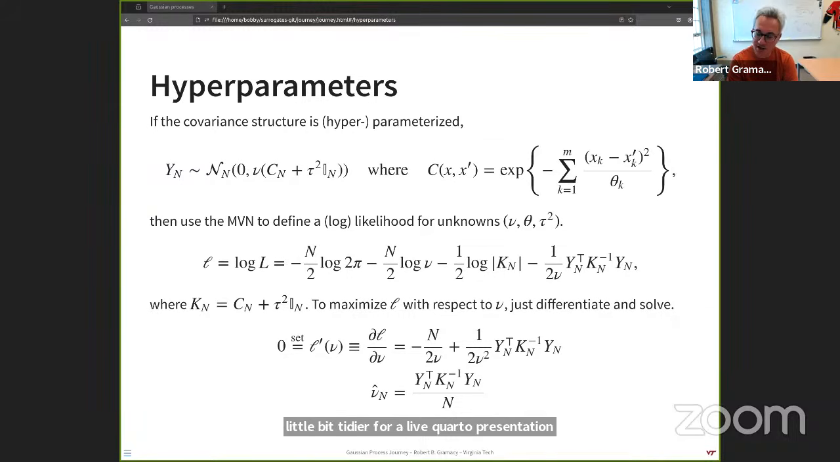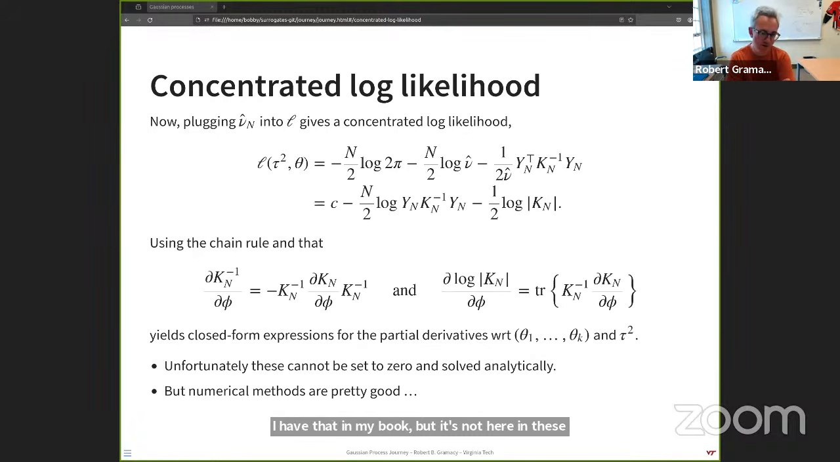So here's the log likelihood in the middle of the slide, which is the log of the PDF of a Gaussian distribution. And I can differentiate that with respect to my scale parameter, for example, set that equal to 0 and solve and get a closed form maximum likelihood estimator. Or if I give it an inverse gamma prior, I would get a conjugate update giving me an inverse gamma posterior. I have that in my book, but it's not here in these slides. You can then concentrate that parameter out, or you can integrate it out if you're doing a fully Bayesian approach and get an integrated likelihood.